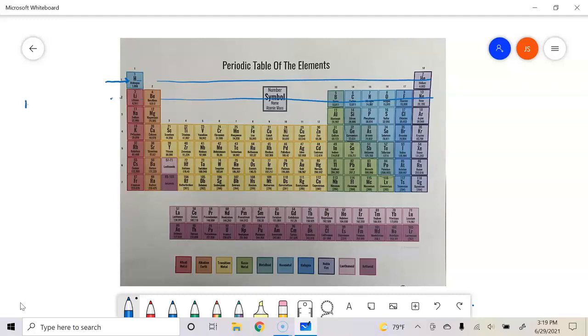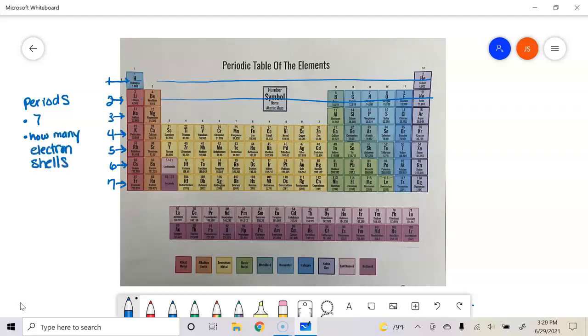These horizontal rows are called periods. And there are 7 periods. We label them 1, 2, 3, 4, 5, 6, and 7. So this would be going that way, going this way. And periods can tell us really important information because each element, depending on what period it is, its period tells you how many shells there are.